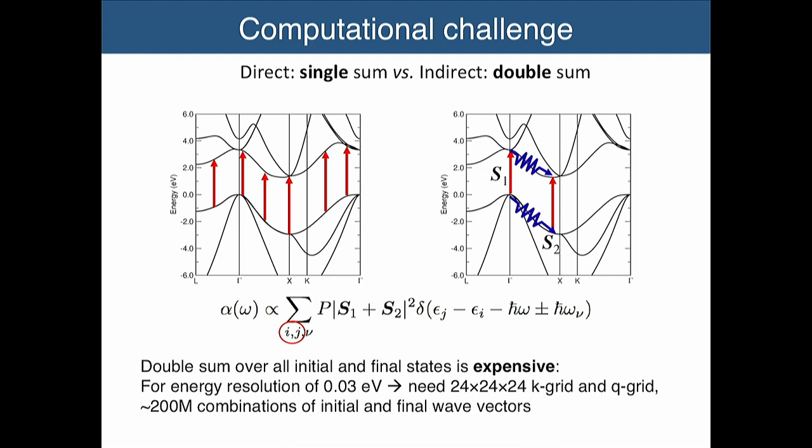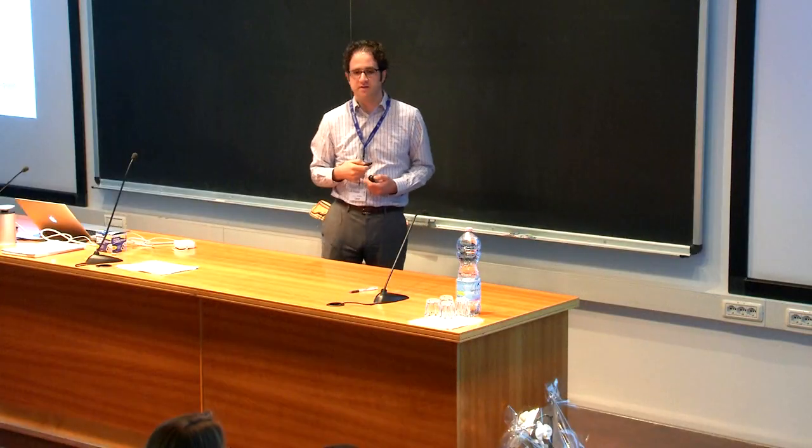All right, now I want to emphasize why this sum is challenging, why it's not as routine as it could be. There are few calculations for phonon-assisted optics, and here's the reason. If you want to study direct absorption, then you have a single sum over k points, right? For each k point, you sum over bands, and then you do a sum over your entire Brillouin zone, right? And that you can do quite easily these days.